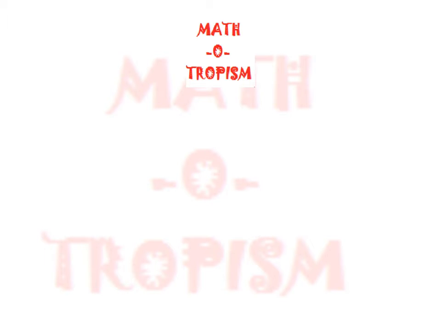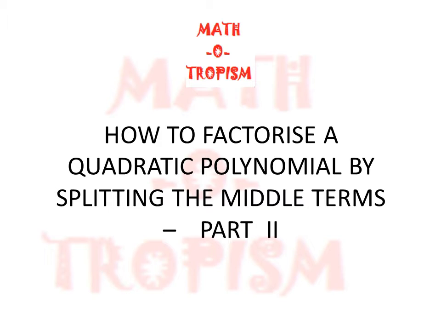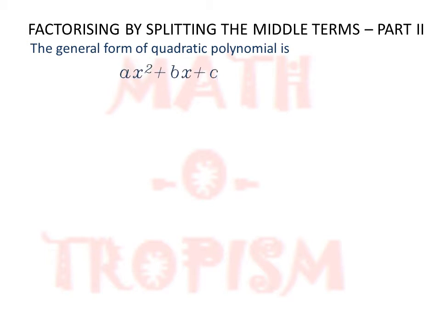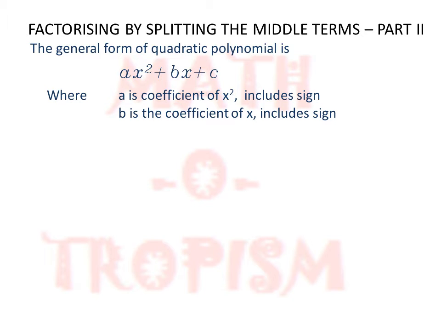This video is about how to factorize a quadratic polynomial by splitting the middle terms. This is the second part where I will be considering a is any number except 1. So we know the general form of a quadratic polynomial is ax square plus bx plus c. Now a is the coefficient of x square, b is the coefficient of x, c is the constant term, and all these include the sign whichever is there in the question.